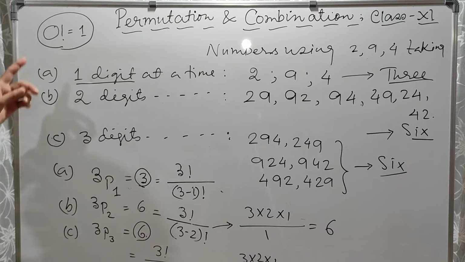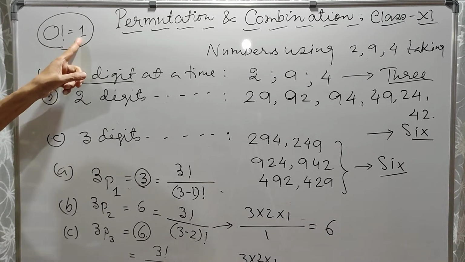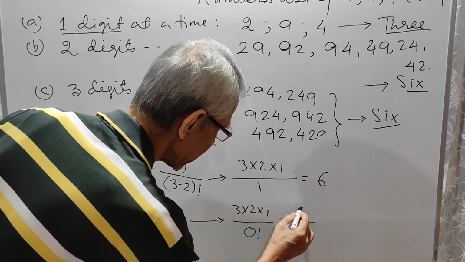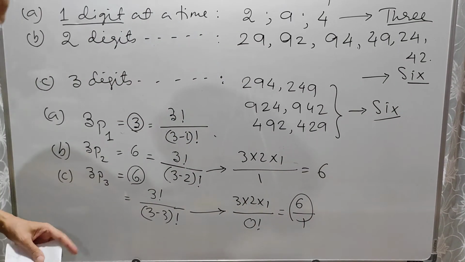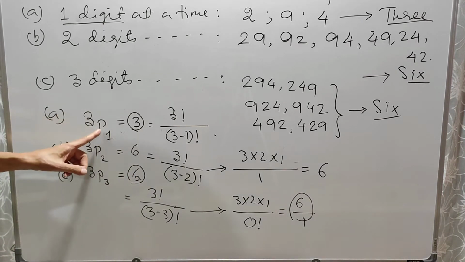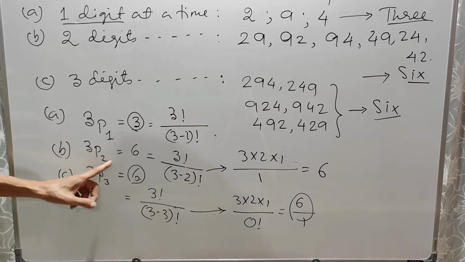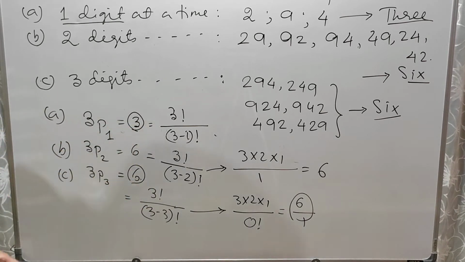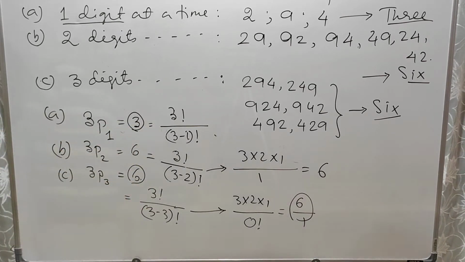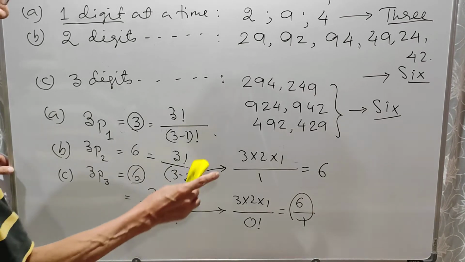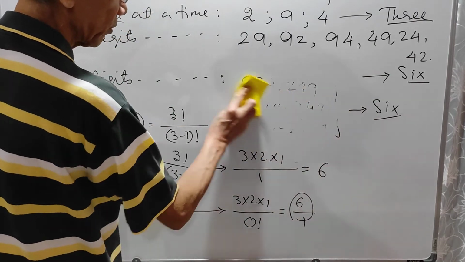So 0 factorial is considered as 1. Alright. So this part is 1. So 1 and here 6. So 6 by 1 is 6. You see 6. Okay, followed. So 3p1 can be written as this, 3p2 can be written as this, and 3p3 can be written as this. So if you consider these examples, compare these examples, then we get a very important formula. So that I am showing you here.